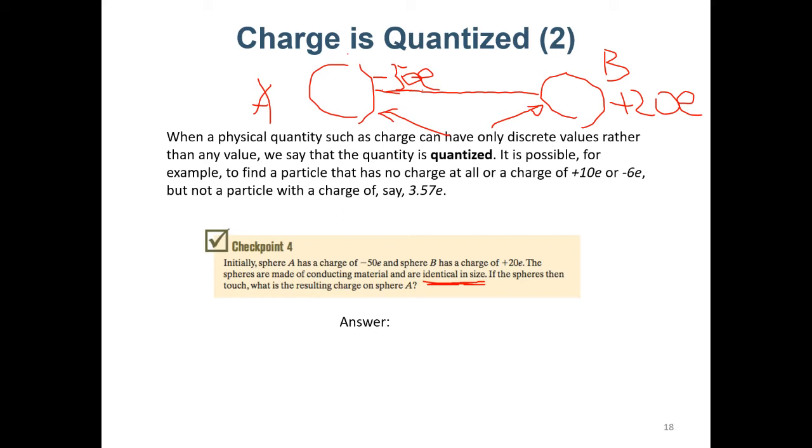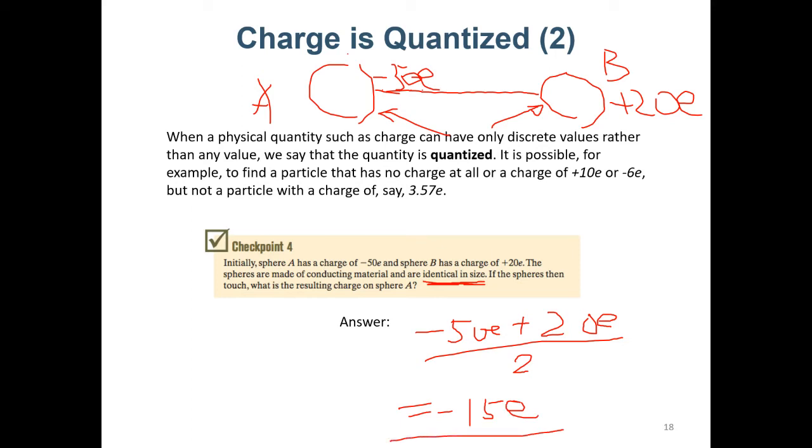Actually, you can just add them and divide by 2. So minus 50e plus 20e, divided by 2. So minus 30e divided by 2, minus 15e on both A and B. This is what I just mentioned. So this is the answer for this checkpoint question.